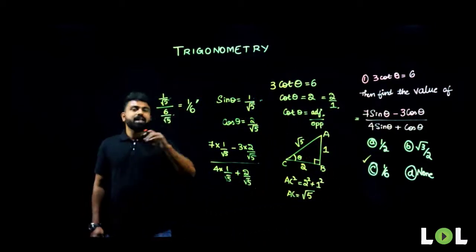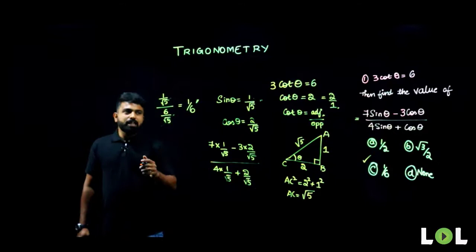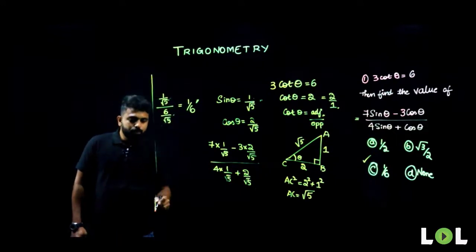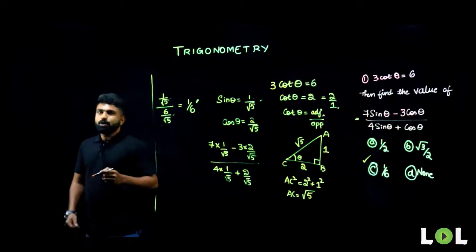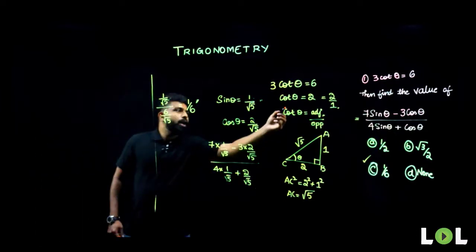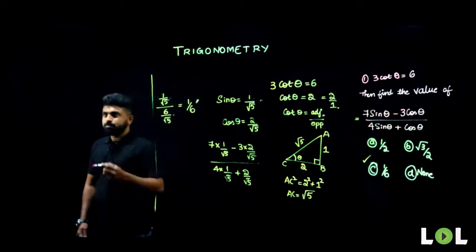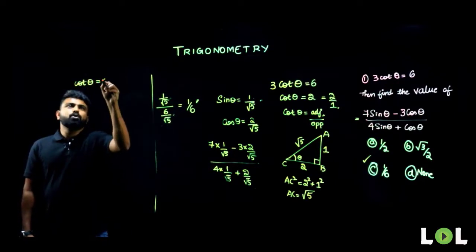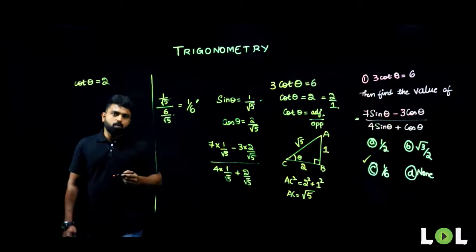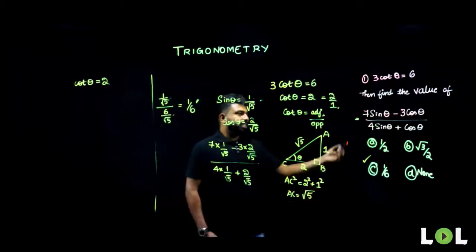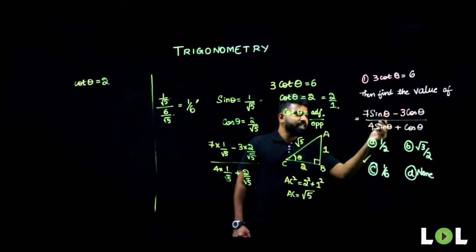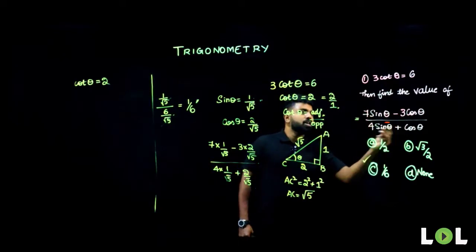So this is the traditional approach. Now let me teach you another approach. This might be a little simple for you. Which is that approach? Let me quickly write. We know that the value of cot theta is equal to 2. Now let me look at my question. What they've said in our question, they were asking the value of 7 sin theta minus 3 cos theta divided by 4 sin theta plus cos theta.